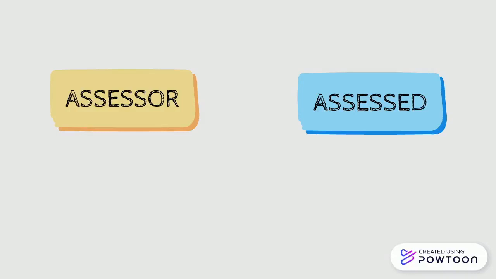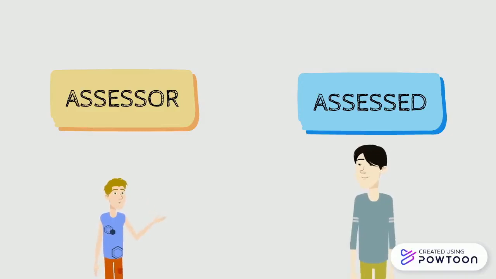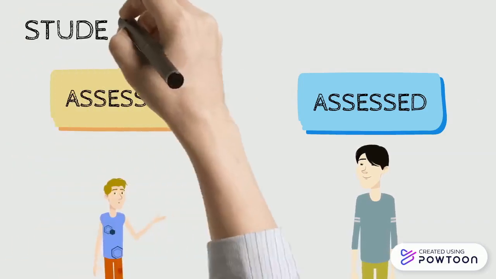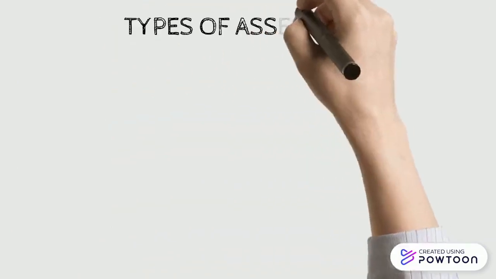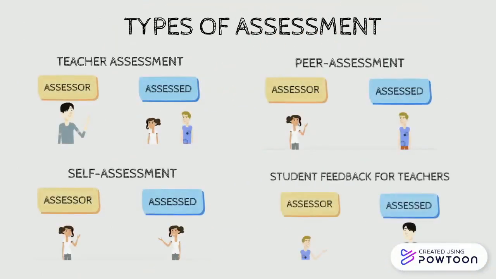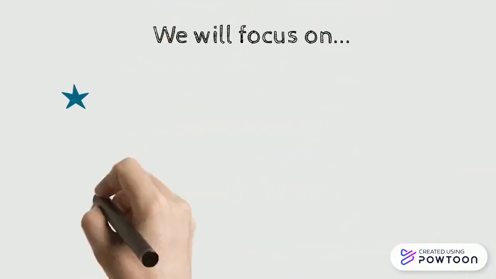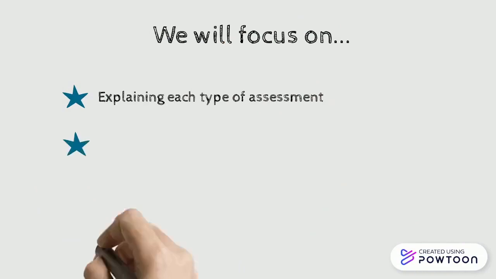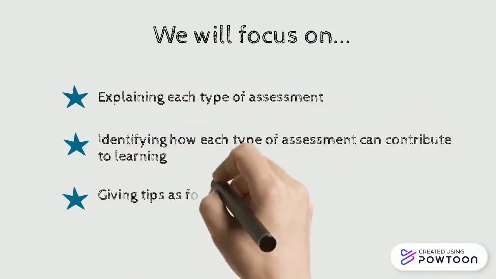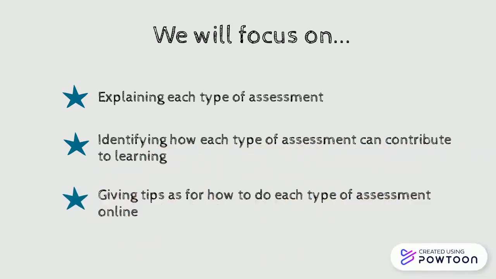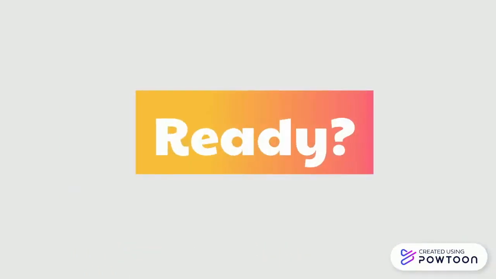And last but not least, it could also be that the student gives feedback to the teacher. In this case, the student is the assessor and the teacher is the assessed. This is also known as student feedback for teachers. As you can see, there are several types of assessment in the new assessment for learning paradigm. In this section of the training, we will focus on explaining each type of assessment, identifying how each type of assessment can contribute to learning, and giving tips as for how to do each type of assessment online. Are you ready? Let's do this!